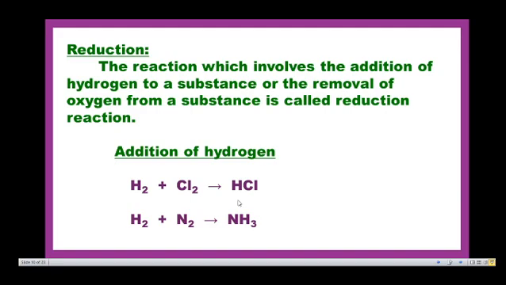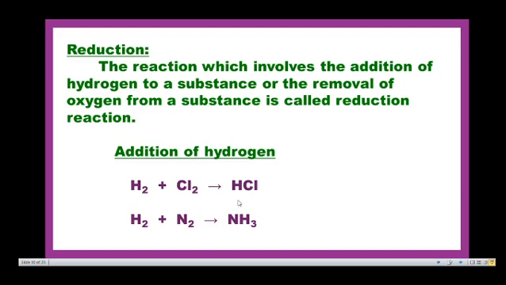Now we will discuss reduction reaction. What is a reduction reaction? The reaction which involves the addition of hydrogen to a substance or removal of oxygen from a substance is called a reduction reaction. Oxidation and reduction are just opposite to each other. Oxidation means addition of oxygen, reduction means removal of oxygen. Oxidation means removal of hydrogen, reduction means addition of hydrogen. So they are opposite to each other.